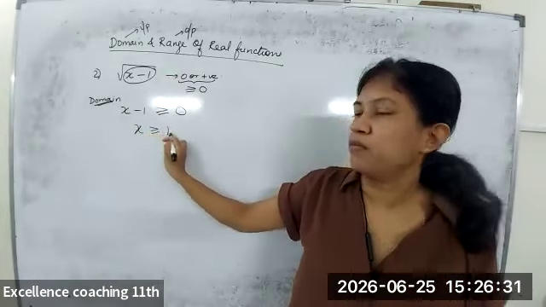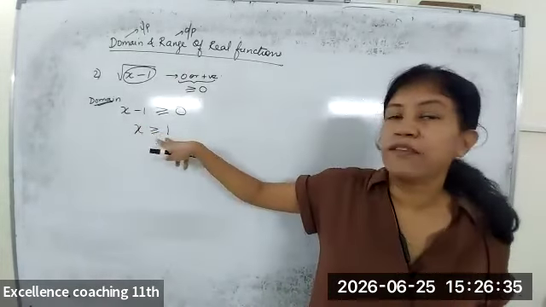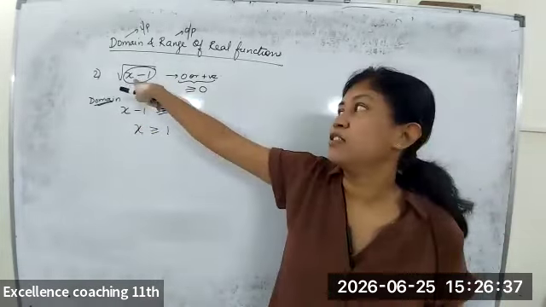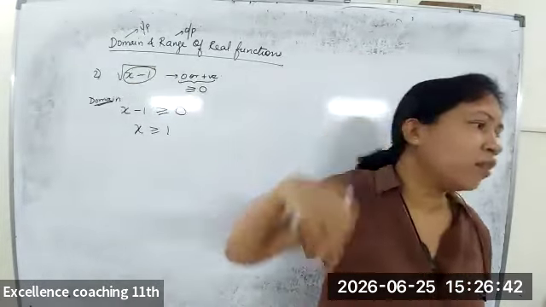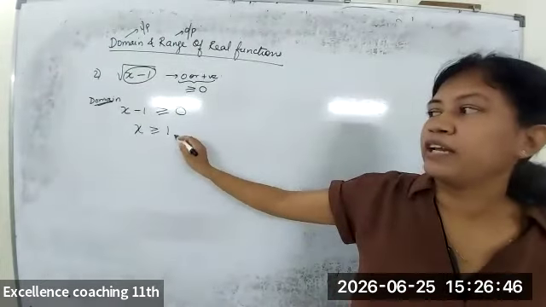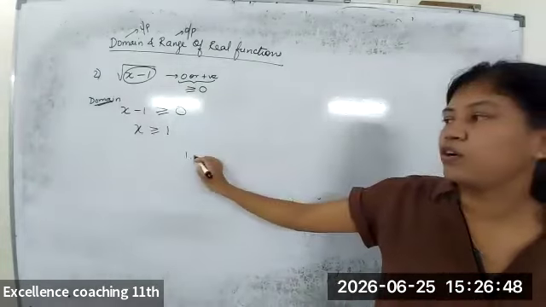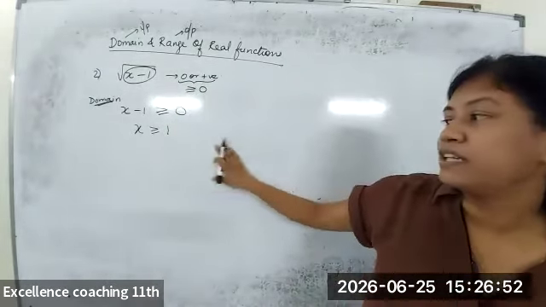x should be greater than or equal to 1, where x is your input. Which number should it start from? Your number should start from 1, so that 1 minus 1 is 0. Then 1.1, 1.2, like that, and keep on going. Real numbers means all the numbers will come. So you cannot keep on writing 1, 2, 3 like that, or 1 dot dot dot. This is wrong. For real numbers we always write in interval form.